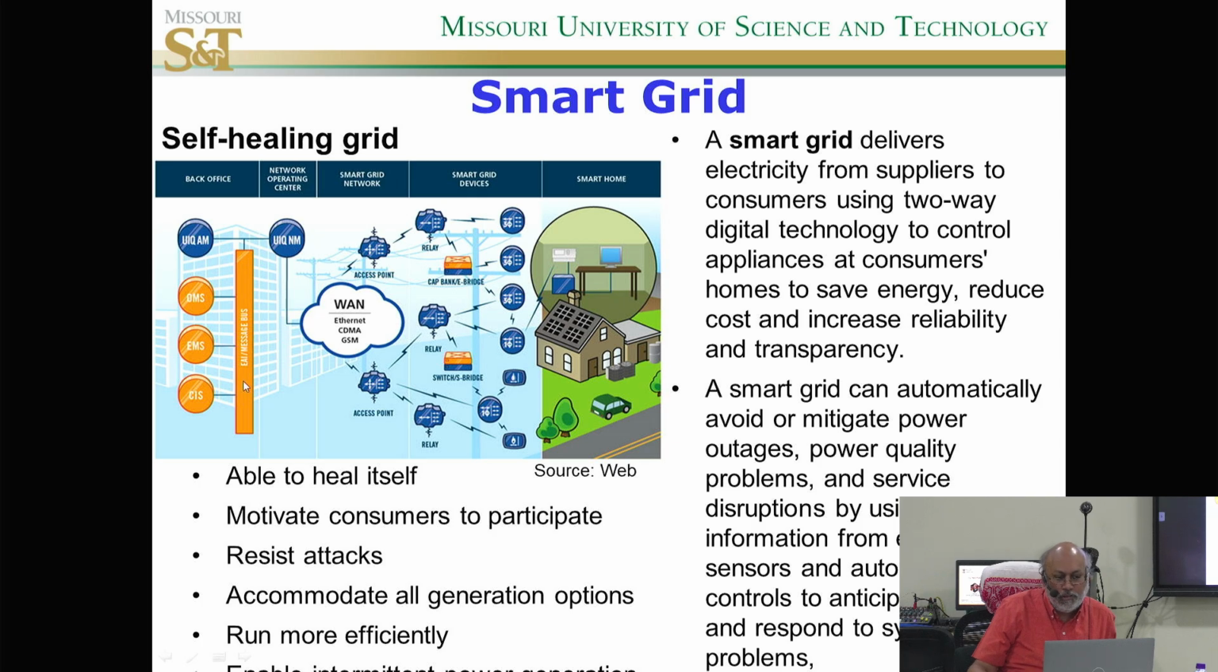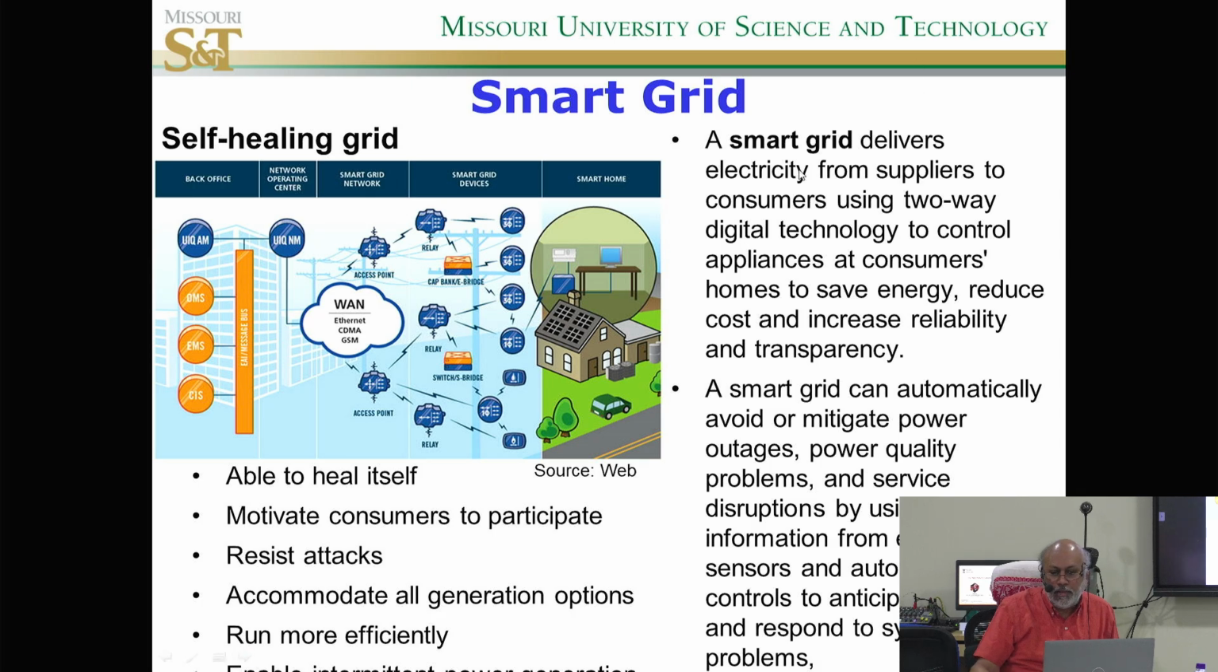So the idea is that a smart grid is able to heal itself if things break down. It motivates customers to participate. It resists attacks, people trying to attack. It accommodates all generation options. So if you are a power person, you should be able to accommodate renewables like wind and solar, and the traditional diesel engines, and it's able to run efficiently.